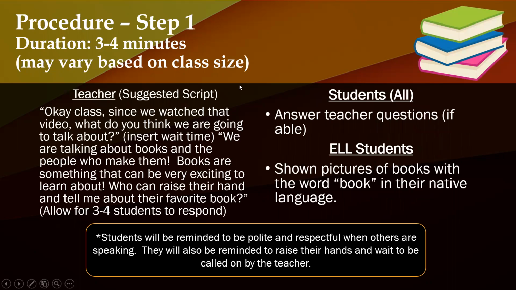All right, procedure step 1, teacher suggested script. Okay, class, since we watched that video, what do you think we are going to talk about? We are going to talk about books and people who make them. Books are something that can be very exciting to learn about. You can raise your hand and tell me about your favorite book. Pausing here to allow for 3 to 4 students, or more if you should choose, to respond to this question.